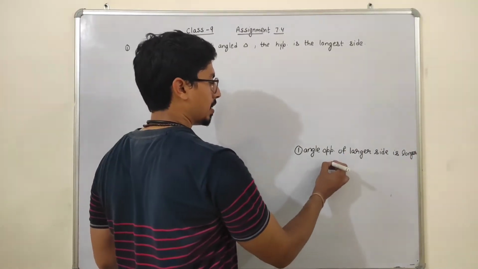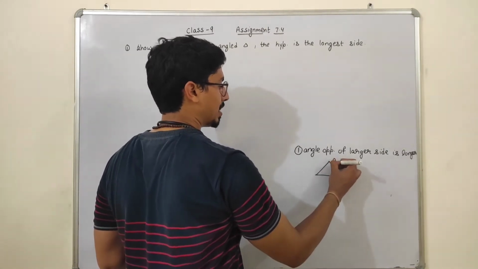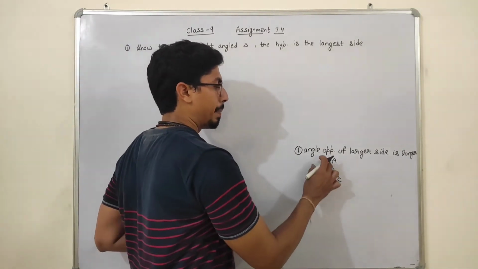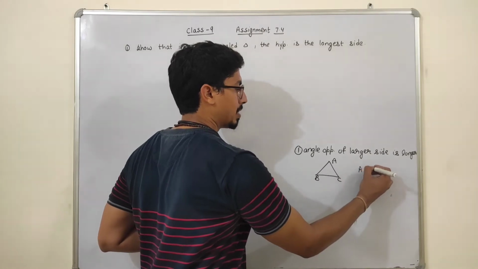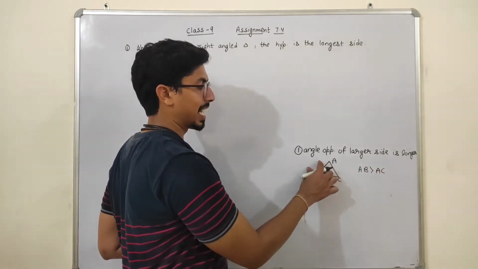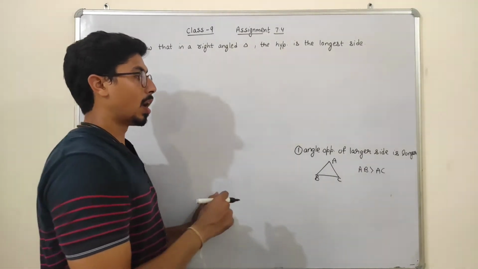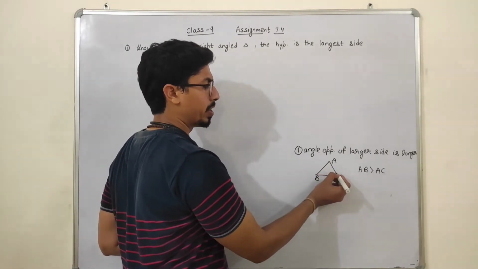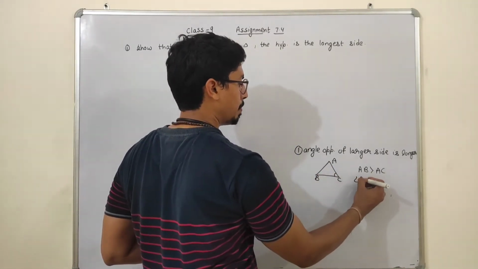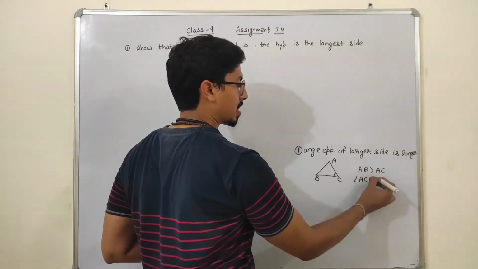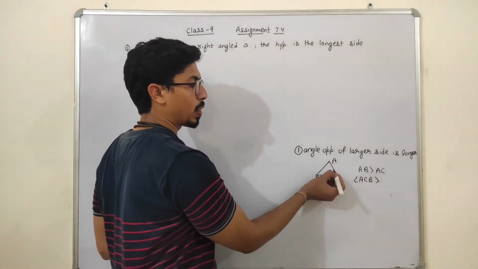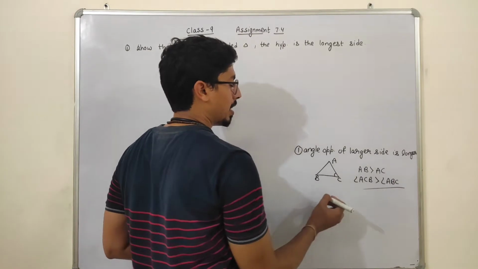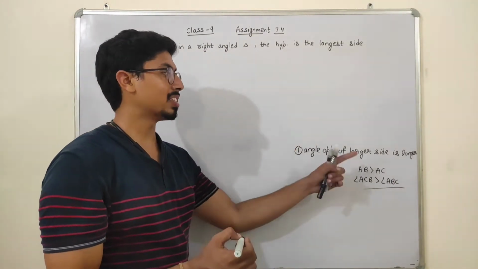If I take any triangle, name it as ABC, and in ABC, AB is greater than AC, it is given that AB is greater than AC. That means this side is greater than this side. Now, the angle opposite to the larger side: this is AB, so the angle opposite to it is angle ACB. So angle ACB is greater than angle ABC, because AC is this side, so the angle opposite to it is angle ABC. That means the angle opposite to the larger side is larger.